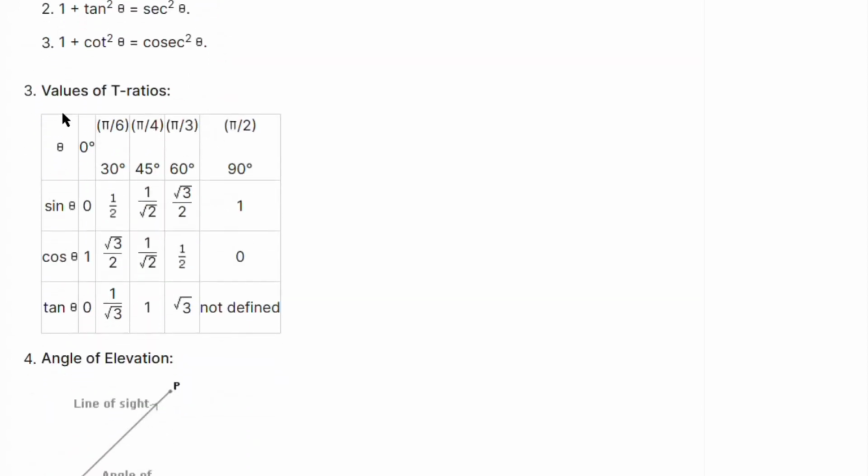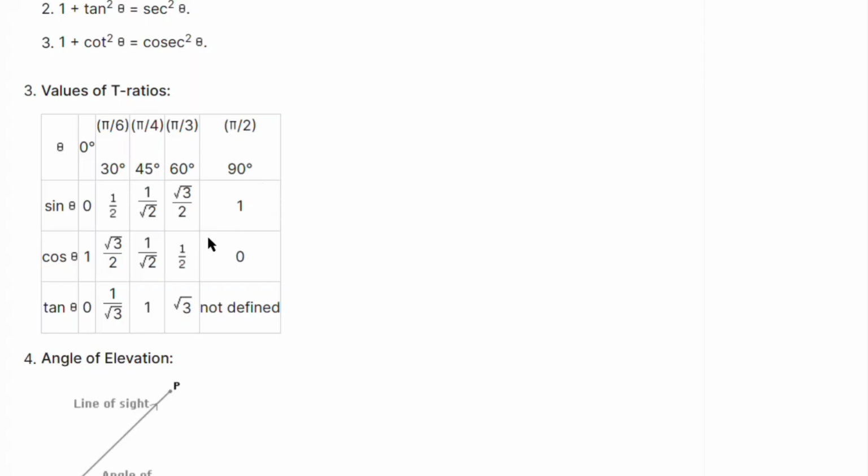Next, we will go with the values of T ratios. Sine 0 degrees is 0, sine 30 degrees is 1 by 2 (pi by 6 is 30 degrees as well), sine 45 degrees is 1 by root 2, sine 60 degrees is root 3 by 2, and sine 90 degrees is 1. Cos 0 is 1, cos 30 degrees is root 3 by 2, cos 45 degrees is 1 by root 2, cos 60 degrees is 1 by 2, and cos 90 degrees is 0.